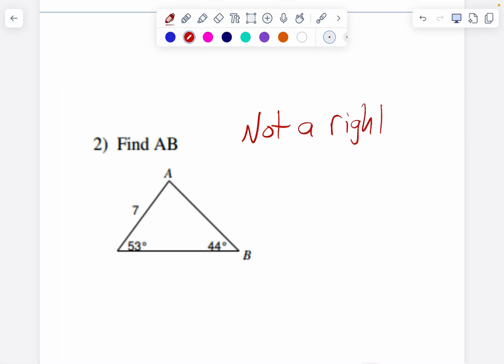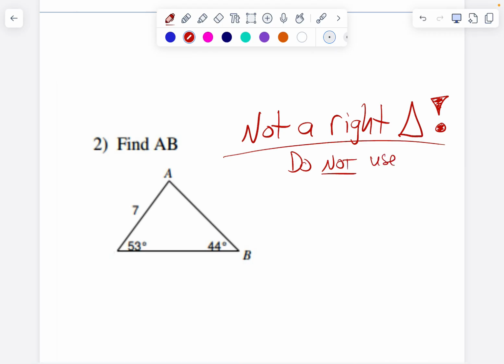What do we do? Are we stuck? Yeah, we give up on the spot. Pack up and wait for the assembly? Exactly. So since it's not a right triangle, we cannot use trig ratios.